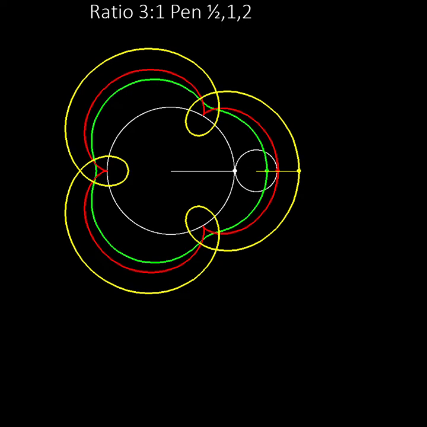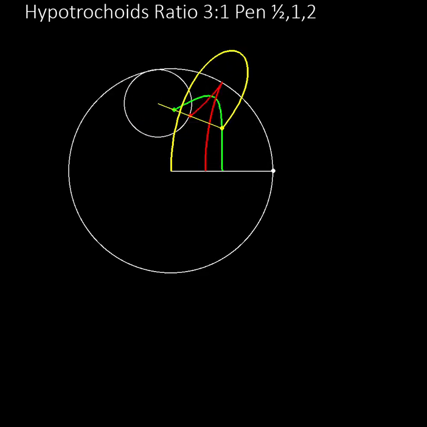When we use a pen position that is different from 1, the curve is called an epitrochoid, from the Greek word trochos, meaning wheel. If we put the moving wheel on the inside of the stationary wheel, we get a type of curve called a hypotrochoid.